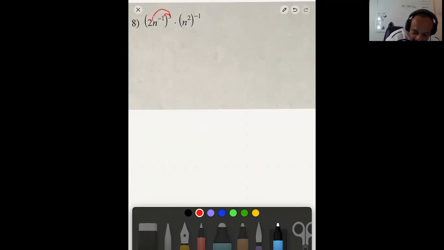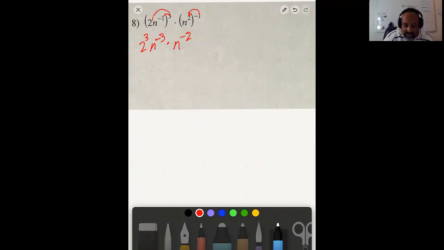All right, so this is going to be 2. Remember, the 2 has an exponent. It's 2 to the 1 power. So 1 times 3 is 3, so this is going to be 2 to the 3rd power. And then this is going to be n. A negative 1 times 3 is going to be a negative 3. And then we're going to do the same thing for the other parentheses. We're going to multiply a negative 1 times 2. So this is going to be times n to the negative 2.